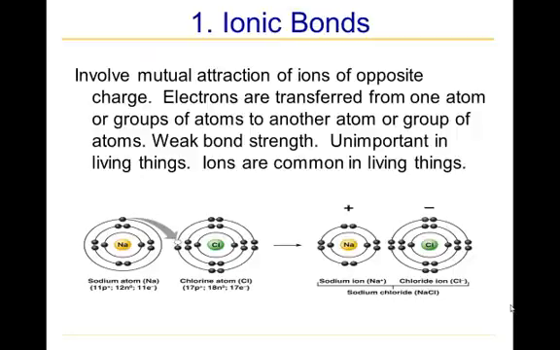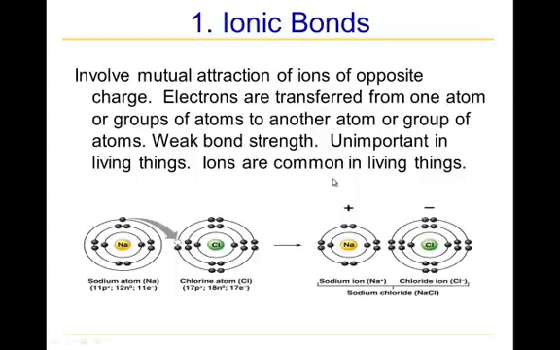First, ionic bonds, and the name of the bond type actually helps to describe it. Of course, ionic refers to ions, and you will recall that an ion is a charged atom that has either more electrons and protons or fewer electrons and protons. Ionic bonds have a fairly weak bond strength. As a consequence, they are relatively unimportant in living things. On the other hand, ions are very common in living things, but because life occurs in solution, it prevents the formation of ionic bonds.